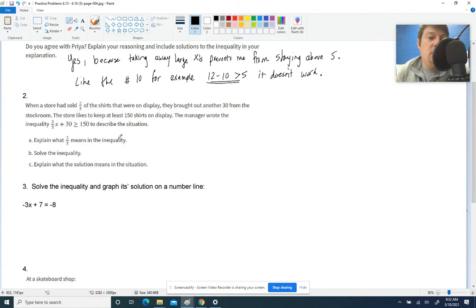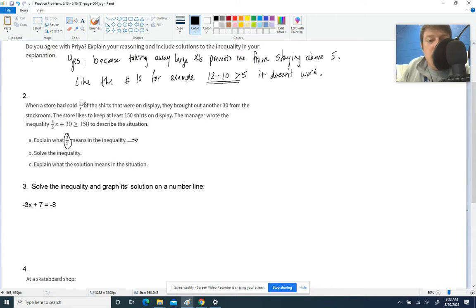All right. Number 2, when a store had sold 2/5 of the shirts that were on display, they brought out another 30 from the stockroom. The store likes to keep at least 150 shirts on display. So the manager wrote this inequality to describe the situation. 3/5 of x plus 30 is greater than or equal to 150. What is the 3/5 meaning in this inequality?